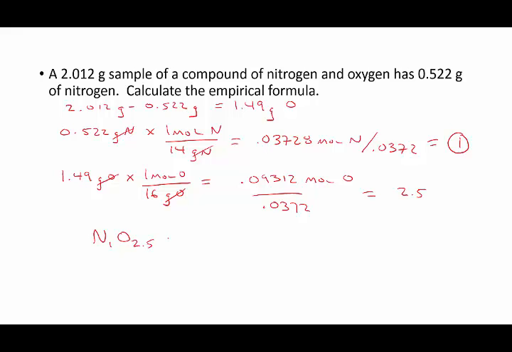Note that that looks kind of silly. We can't leave a fractional subscript there. I need to multiply each of these subscripts so that I get rid of that 0.5 in the oxygen. So if I multiply each of these subscripts by a factor of 2, that will give me N2O5. So now I have an empirical formula that has whole number subscripts. And this is the actual empirical formula of this particular compound, dinitrogen pentoxide.